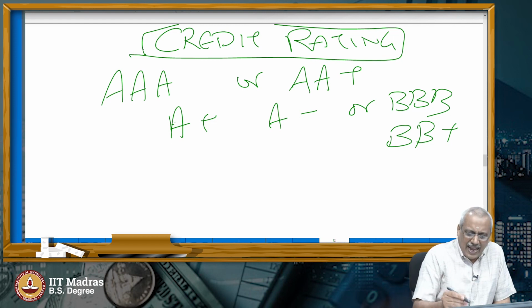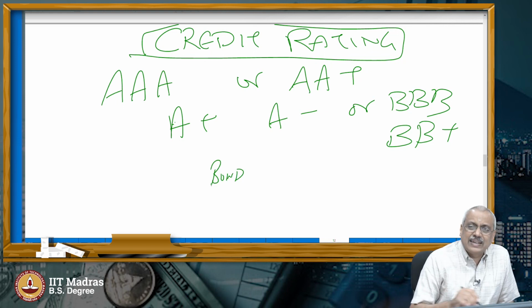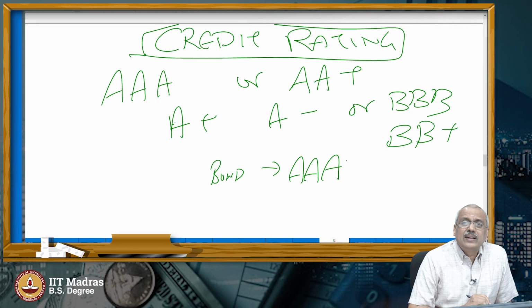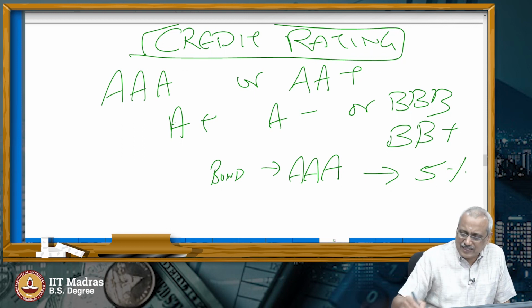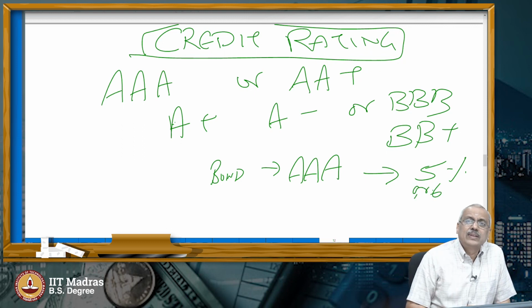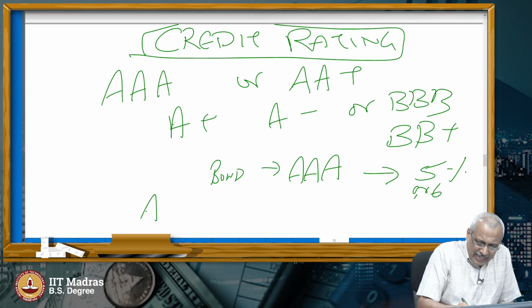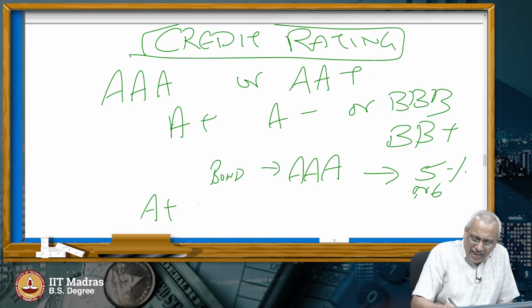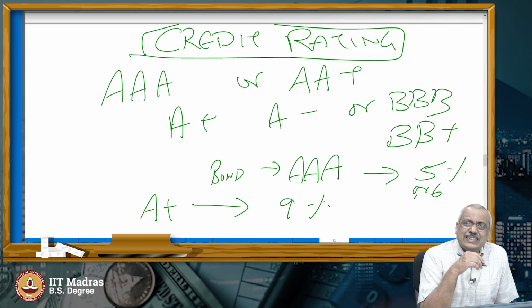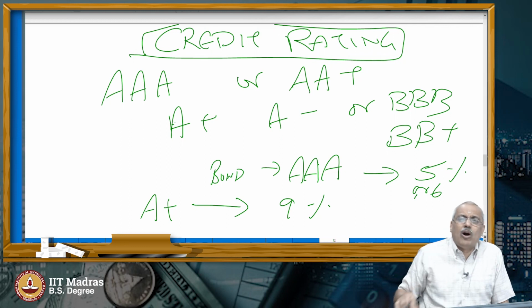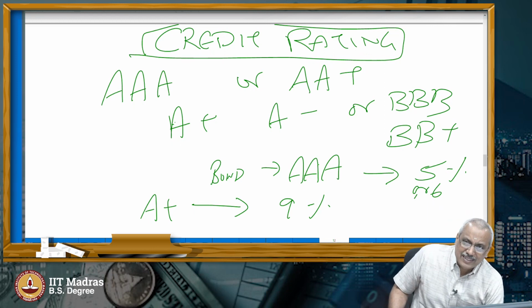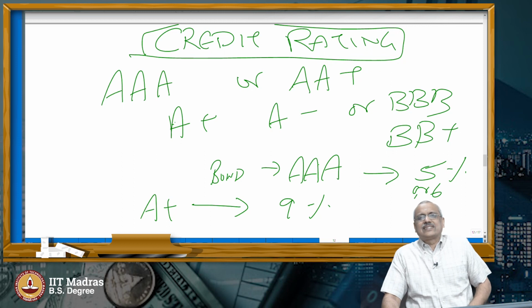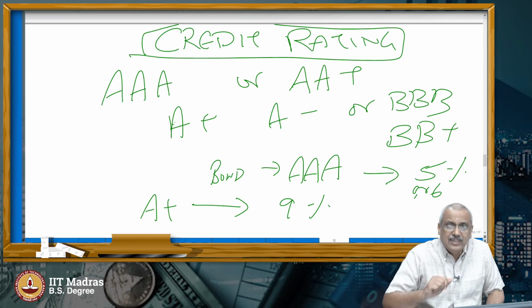Supposing I come out with a bond in the market which is rated AAA. If it is rated AAA, I am able to get money at 5% or 6% or whatever it is. The moment the alphabet becomes A plus from AAA, I will be able to garner funds only at about 9%. Why that 3% or 4% extra? Because AAA risk level is almost 0. A plus risk level is relatively higher. Relative risk level as compared to AAA is higher.